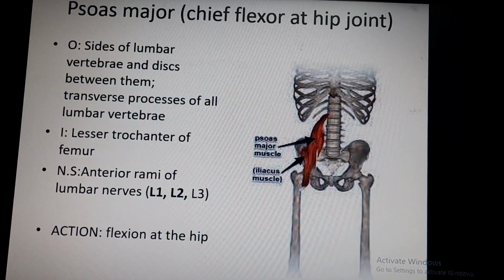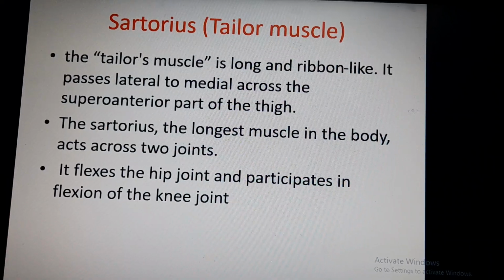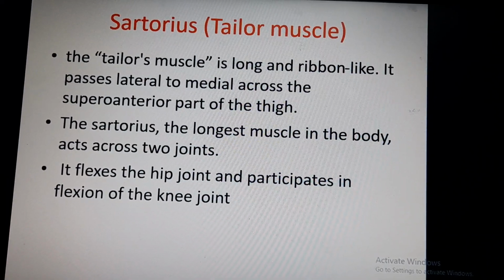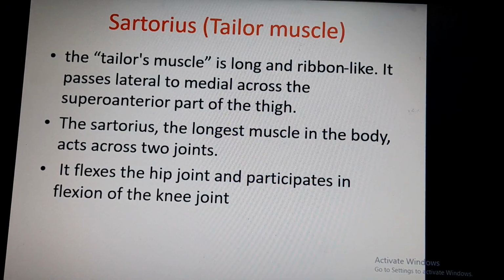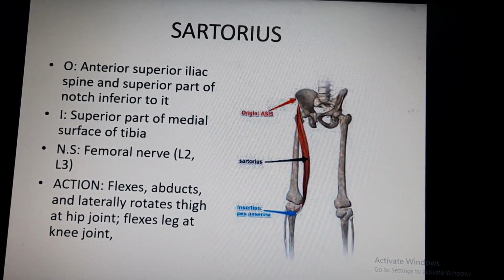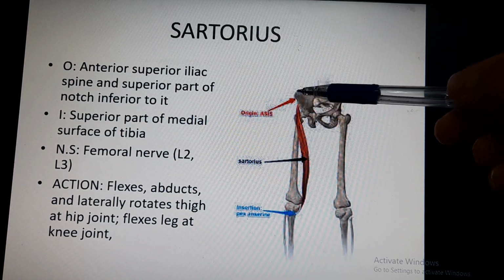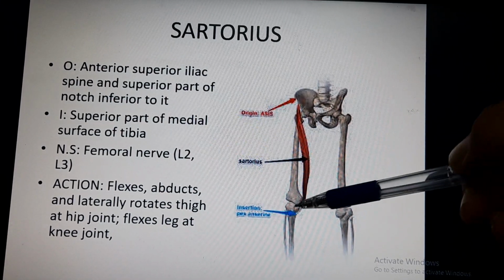Next our muscle is sartorius muscle. It is called the tailor's muscle, very important from exam point of view. Which muscle is called the tailor's muscle? Sartorius muscle, or S-shaped muscle. Sartorius gets origin from the anterior superior iliac spine, and it gets inserted into the medial surface of tibia.